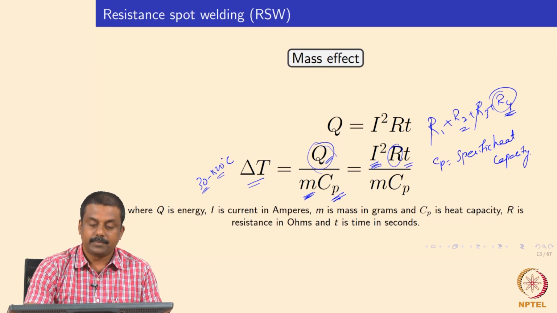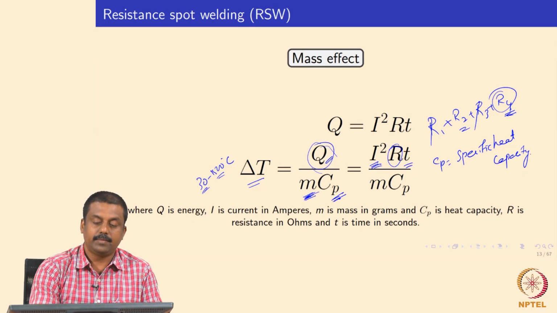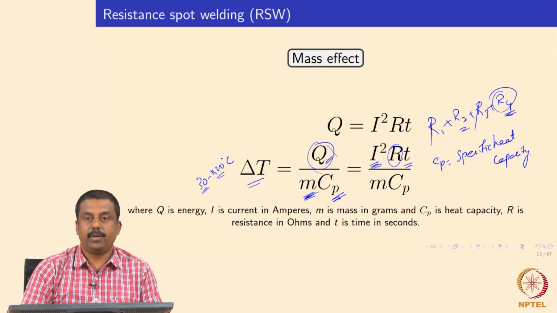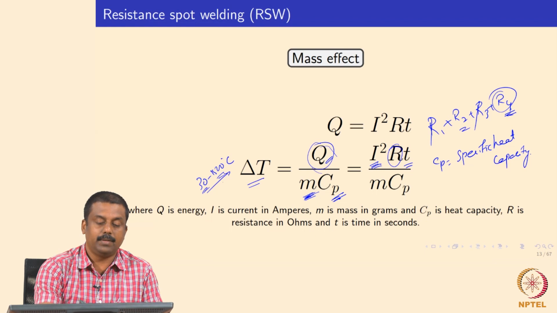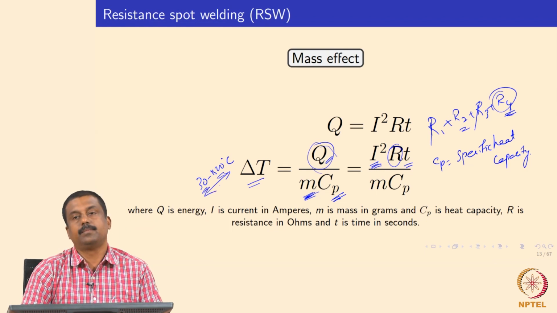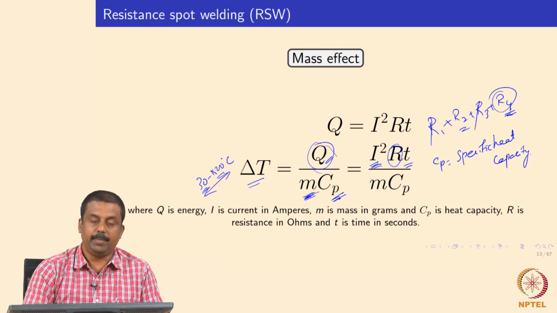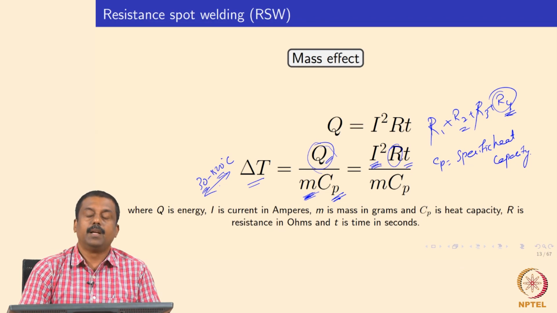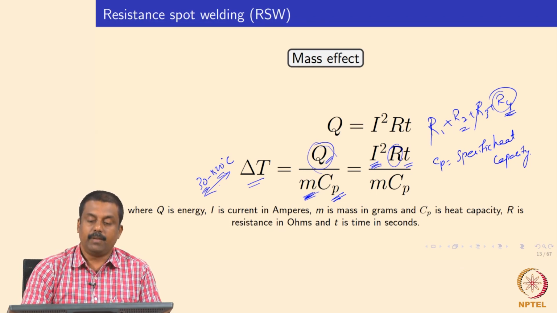Obviously if you want to weld thicker sections, you will have to supply more Q for the same increase in temperature, because the Cp is a function of the material composition. So we can also calculate the minimum Q needed to increase the temperature by delta T.